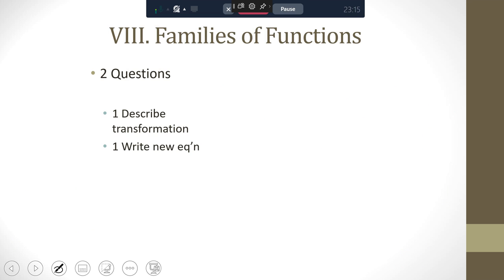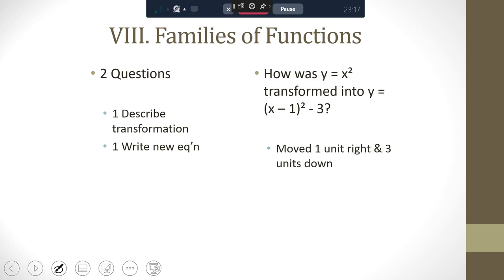Families of functions. There are going to be 2 questions on families of functions. One where you have to describe the transformation and one where you have to write a new equation using the transformation. So there's only 2 questions on families of functions. Okay? And I made a poster and it's in the back of the room. So if you need to go look at it during your test, I don't care. You can get up and go look at it. Okay? But let's just talk about this one here that we have.